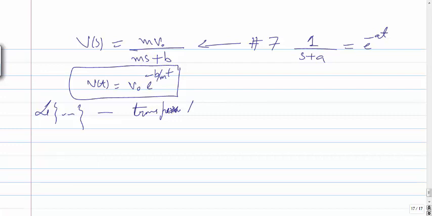Transfer function plus initial condition response. So for the transfer function, we get the response, and we can solve it using the inverse Laplace transform.